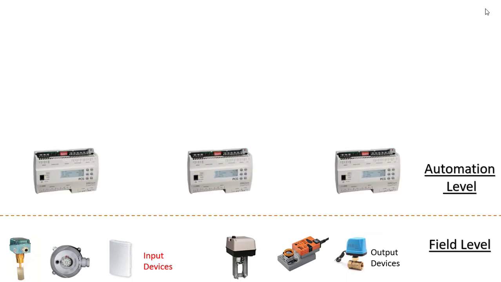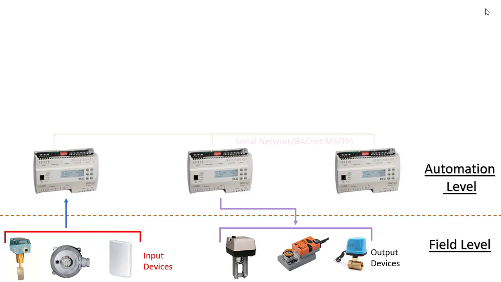Above the field level is the automation level, which consists of DDC equipment like field controllers and expansion IO modules. These controllers take data from the input devices, process that data using pre-programmed logic, and accordingly give output to the control devices to achieve the desired outcome. These field controllers are networked together in a loop using some serial protocol. These days, BACnet MSTP is most commonly used, but previously LON was also being used.